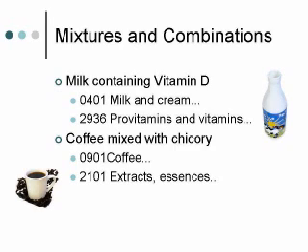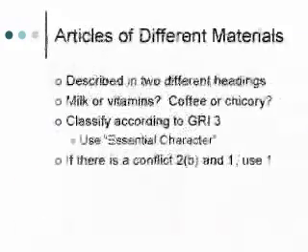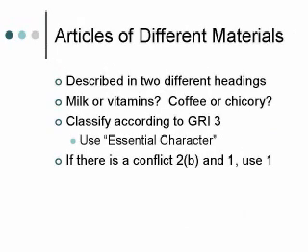As these are neither unfinished nor unassembled, we cannot use Rule 2A. We must move on to Rule 2B. General Rule 2B tells us that mixtures and combinations of articles of different materials, which are described in two different headings, such as the coffee and chicory or milk and vitamins, are to be classified under General Rule 3 using the essential character. Remember that if there is a conflict between General Rule 2B and the headings and notes, headings and notes must prevail.